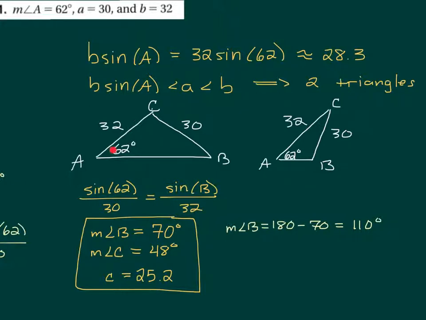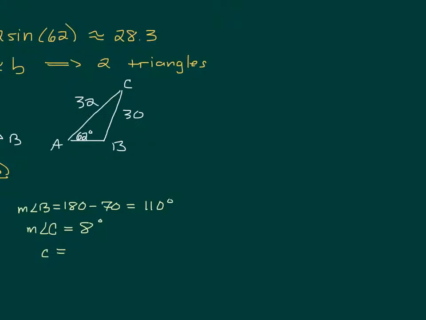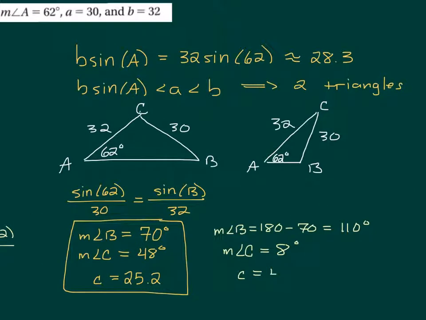So angle A is the same, 62. This is 110. What's the measure of angle C then? 8 degrees. So in our second triangle, we still need to find the length of side C. And in that one, it's going to be the sine of 8 over C is the sine of 62 over 30. And you need to solve that. Side C is 4.7.